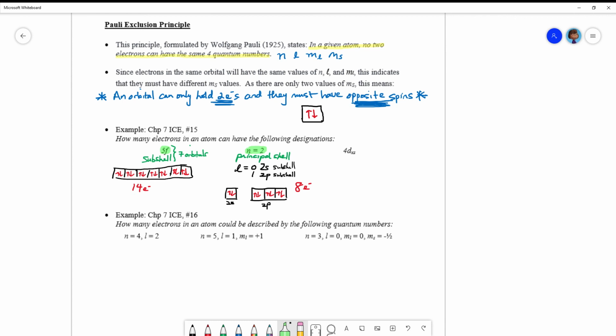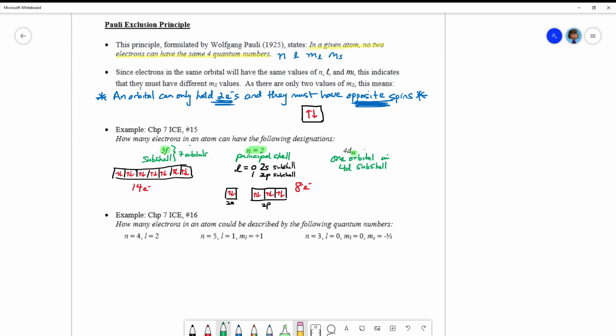Now, in the third example, we have 4dxz. 4dxz is very specific. And what makes it very specific is that subscript xz at the bottom. 4d by itself refers to the 4d subshell, but 4dxz specifically points out one of the orbitals in the 4d subshell, and that's what we have here. So this is one orbital in the 4d subshell.